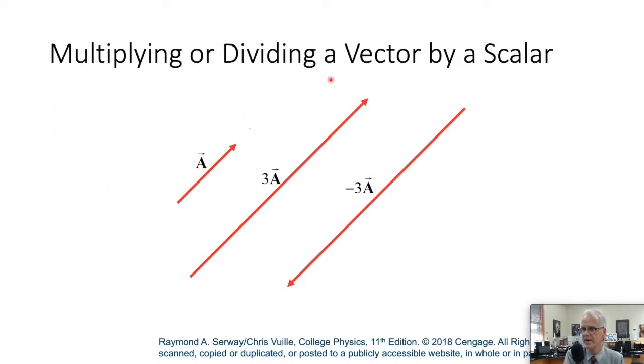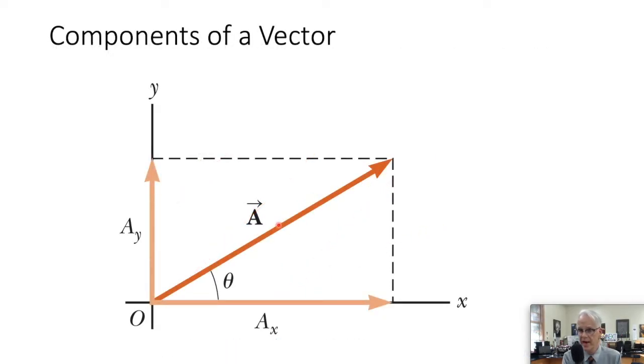Multiplying or dividing a vector by a scalar, we merely increase its magnitude by the factor that we're multiplying or dividing. If this is vector A, then 3 times vector A is a vector that has 3 times the length or 3 times the magnitude. And you notice we can multiply by -3. We get the same magnitude, but just the opposite direction. Let's now take a look at vector A drawn on a rectangular coordinate system.